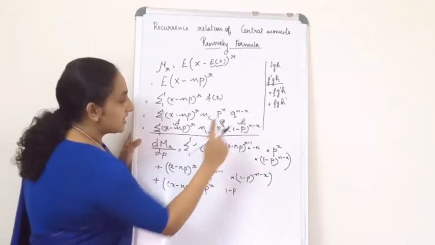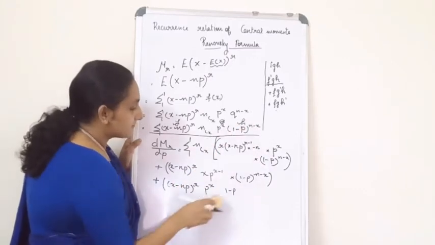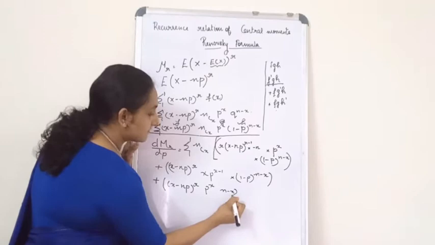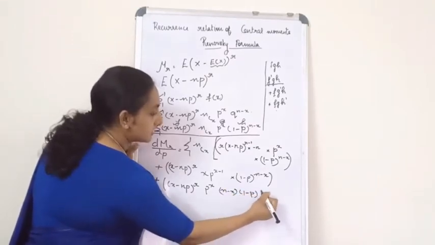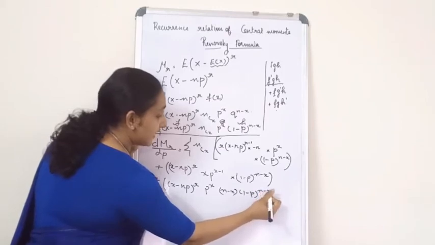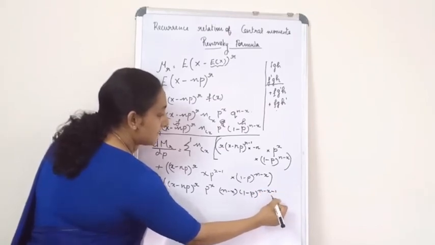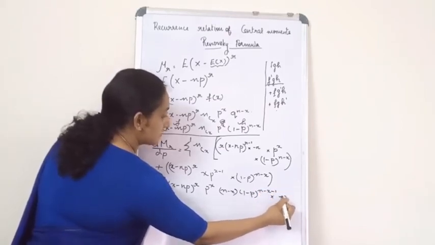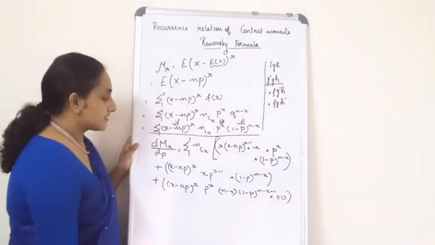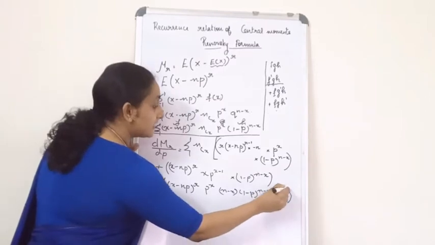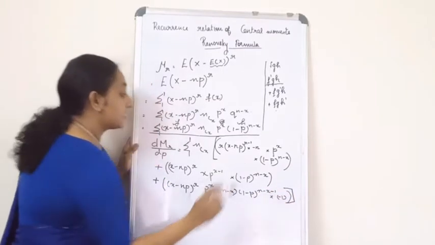This one, right? Now how will I differentiate it? Yes, minus x into (1 minus p) the whole raised to n minus x minus 1, multiplied by minus 1. Oh, quite a long term. So I just close the bracket, and then there is one more bracket, the square bracket.